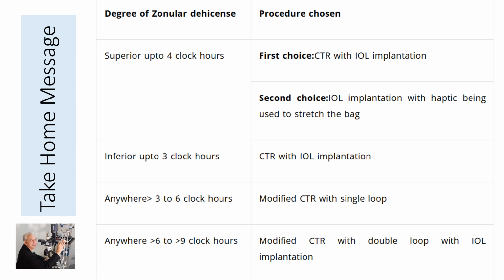But if there's inferior dehiscence up to 3 clock hours, CTR with IOL implantation is a must, and anywhere greater than 3 to 6 clock hours, a modified CTR with a single loop, and anywhere from 6 to 9 clock hours, a modified CTR with a double loop with IOL implantation. As I showed you, these are the two types of Cionni rings, with which you can have either a single eyelet loop or two eyelets to fixate the capsular bag.